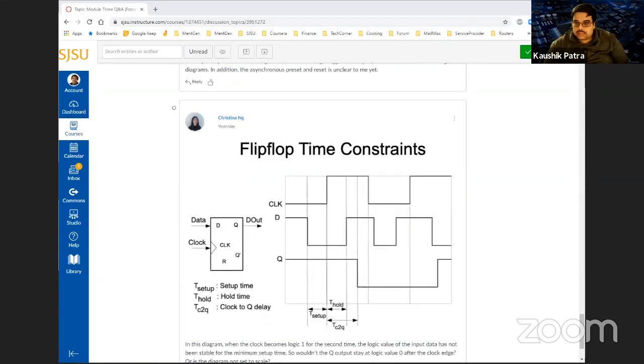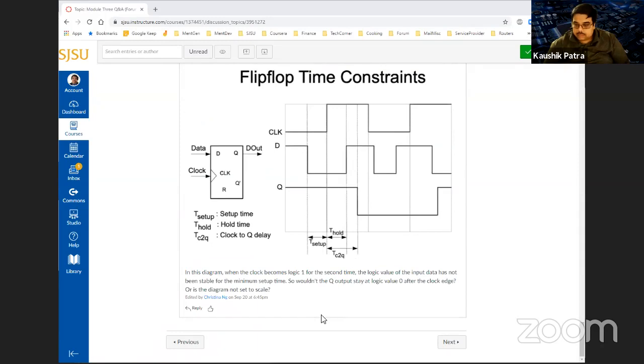Next one is from Christina, about the flip-flop timing constraint. When the clock becomes logic 1 for the second time, that means at this point, right? Then D has not been stable for the minimum setup time. Oh yeah, that's not drawn to scale actually. Let's say it is on the setup time.